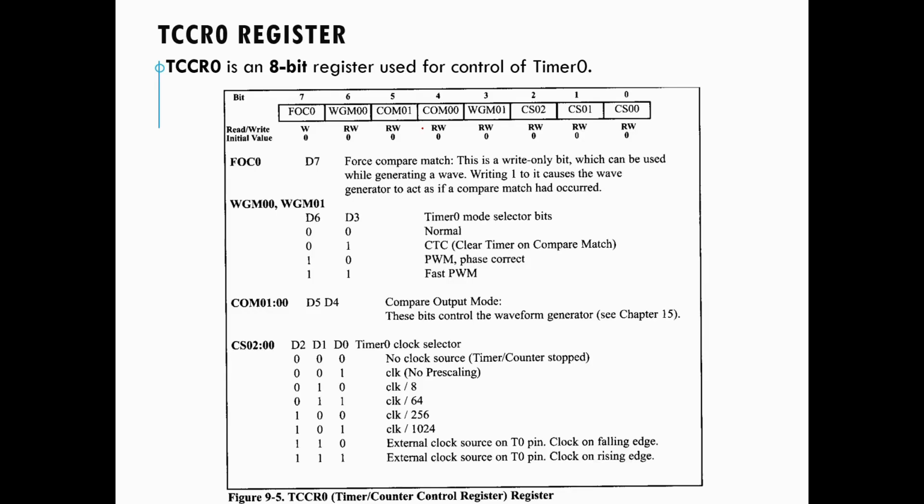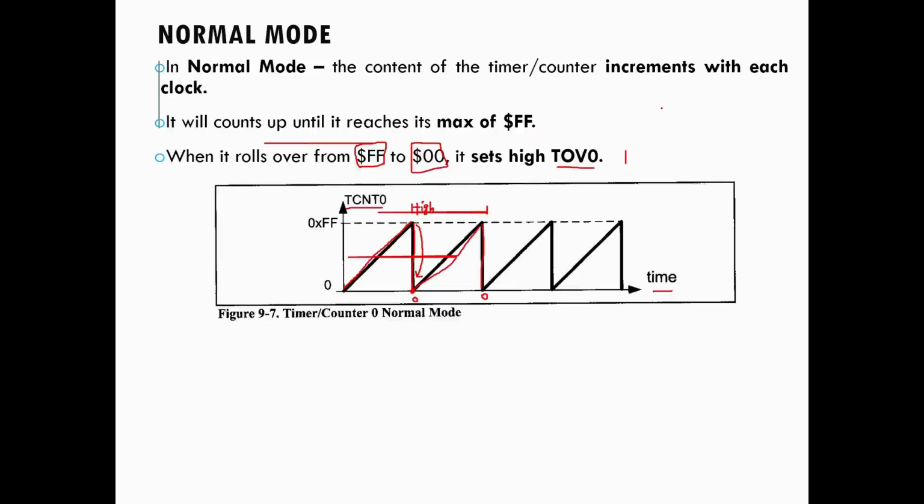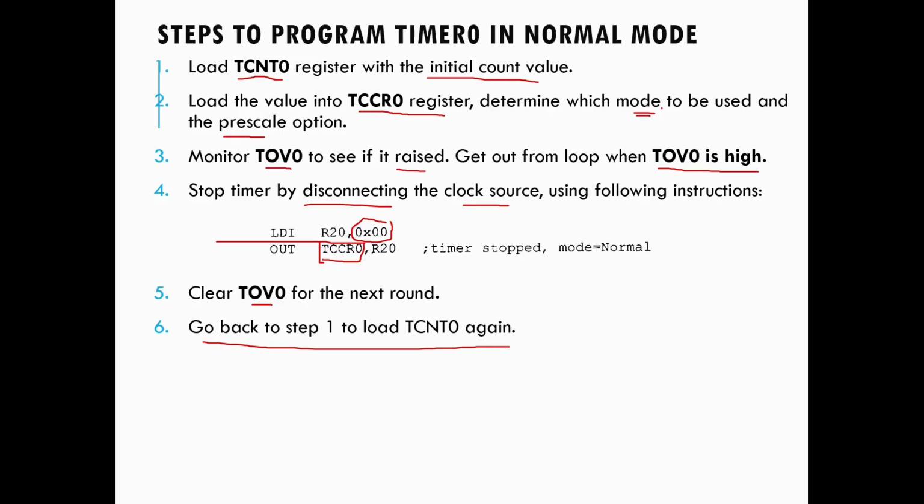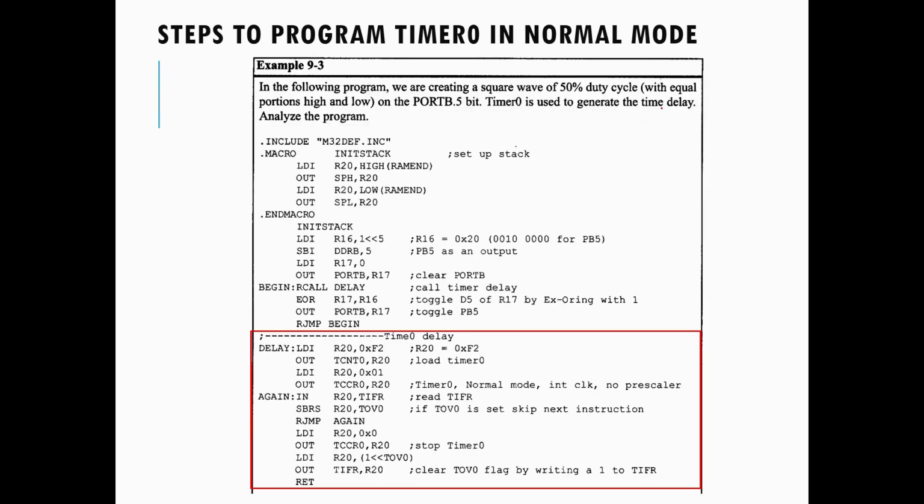So the TCCR, you refer back to the earlier slide. Next, we move forward to the example of a program using timer 0 in normal mode. Refer to the time delay.